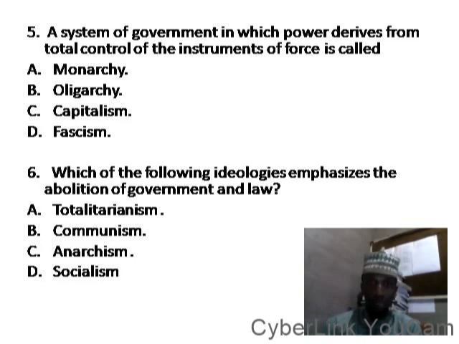Communism believes in government, but the economy should be controlled by the government. Socialism believes in it too, but the economy should be controlled by the government. But anarchism is the correct answer, where there is no government and law, and everything will be in disorderliness.